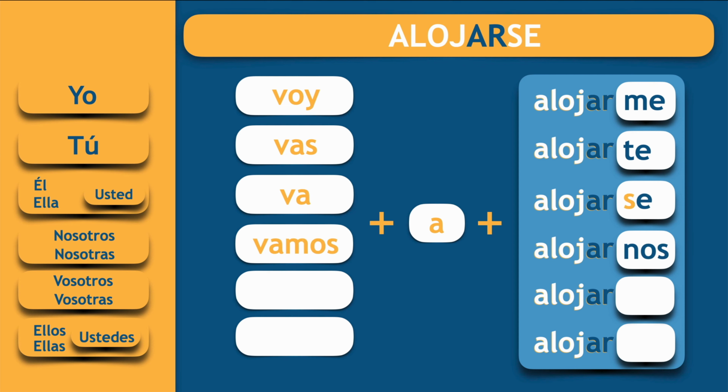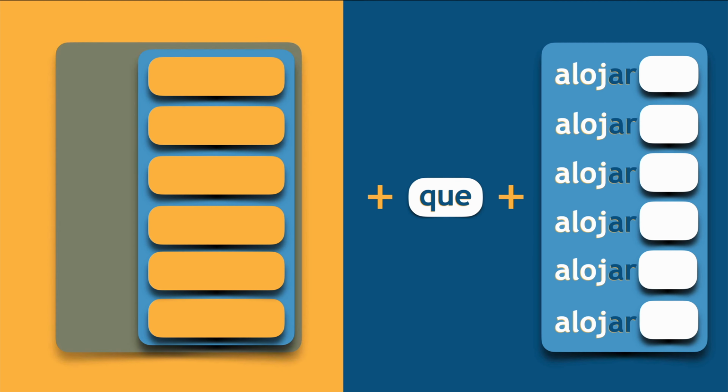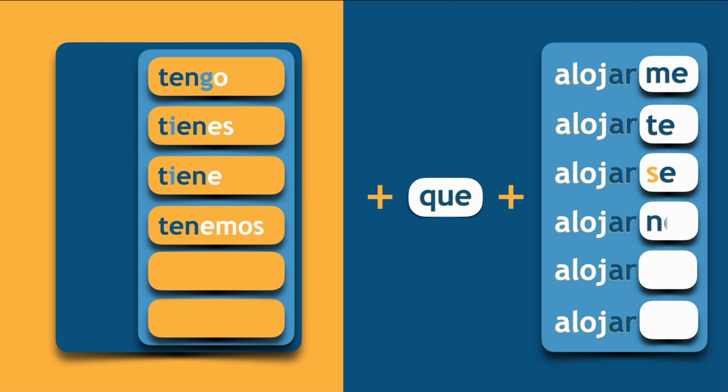Now we're going to see tener que plus infinitive. In the present simple, we have two options. One, you could conjugate the verb tener in the present tense and attach the reflexive pronouns that go with each person. Tengo que alojarme. Tienes que alojarte. Tiene que alojarse. Tenemos que alojarnos. Tenéis que alojaros. Tienen que alojarse.